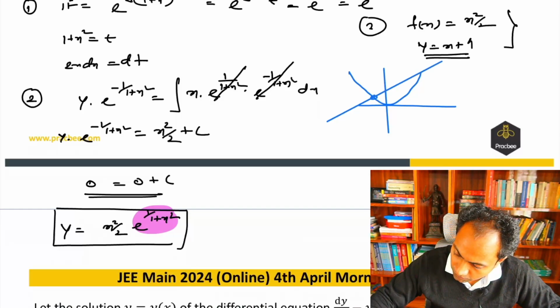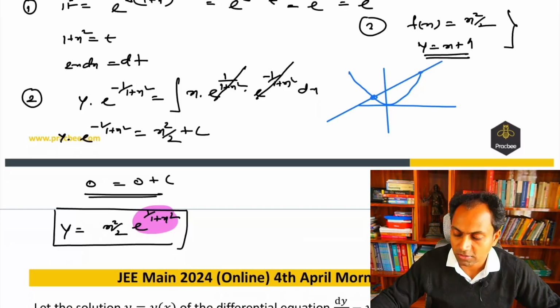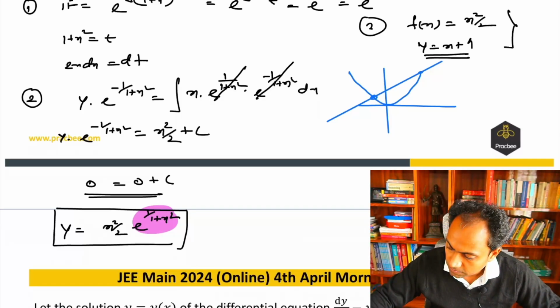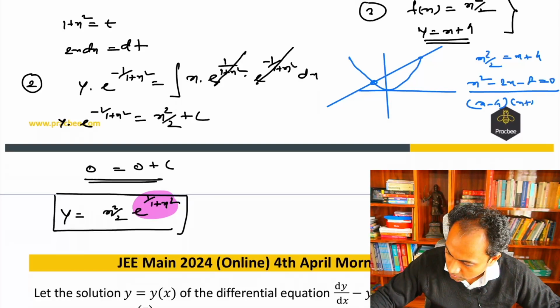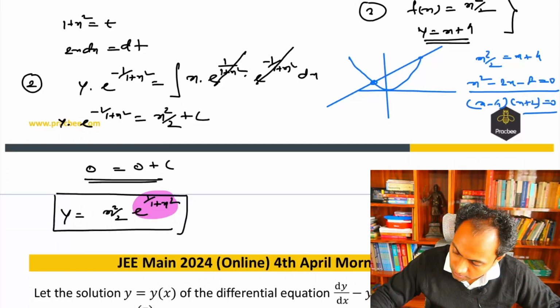The next step is to find the points of intersection. If I substitute the value of y, x square by 2 should be equal to x plus 4. So x square minus 2x minus 8 will be equal to 0. This can be written as (x minus 4) into (x plus 2) equal to 0. So this point becomes minus 2 and this point becomes 4.